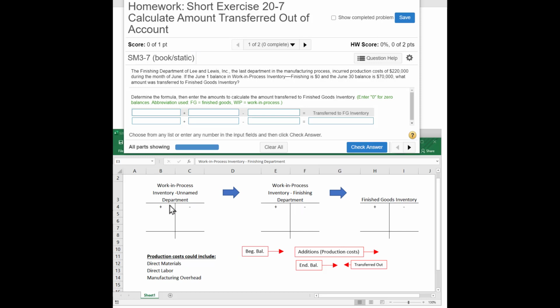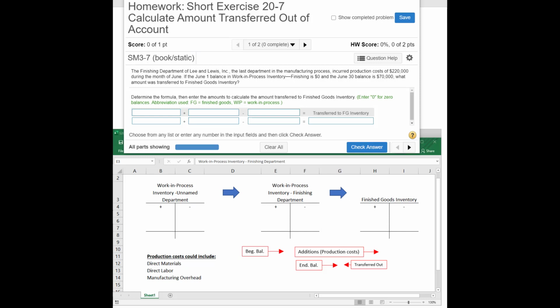So costs transfer from the first department into the finishing department, and then once they are finished, they leave this account and go to the finished goods inventory account. All three of these are inventory accounts. The purpose of this exercise is to figure out how much cost-wise was transferred out of the finishing department, and therefore transferred into finished goods. We don't have to worry about any of the numbers in the unnamed process that precedes this process. We only have to worry about the numbers for the finishing department.